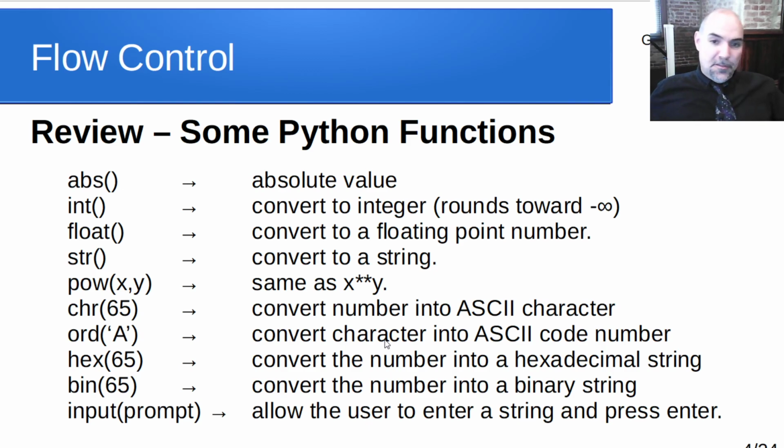We also had some functions that we went over. Here's a list of some of them: absolute value, integer, convert to an integer, convert to a float, meaning a decimal point number, convert to a string, take the power, which is the same as exponentiating, convert a number into the actual ASCII character, convert a character into the number of the code that goes with it. So these are kind of opposites of each other. And then convert some number to a hex string, convert a number to a binary string. And then this input, which allows us to have a prompt that prints out, have the user type some stuff in, pull that in, and store it in a variable. All right, so those are all things that we saw in the previous lecture.